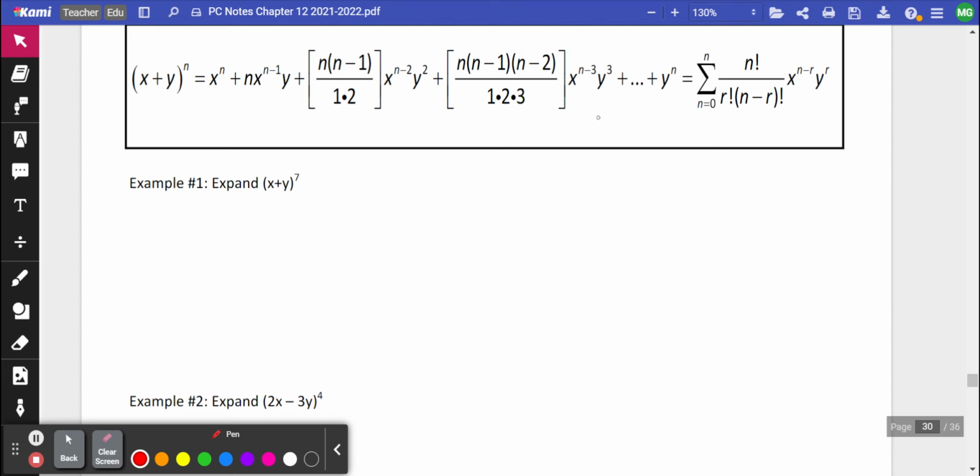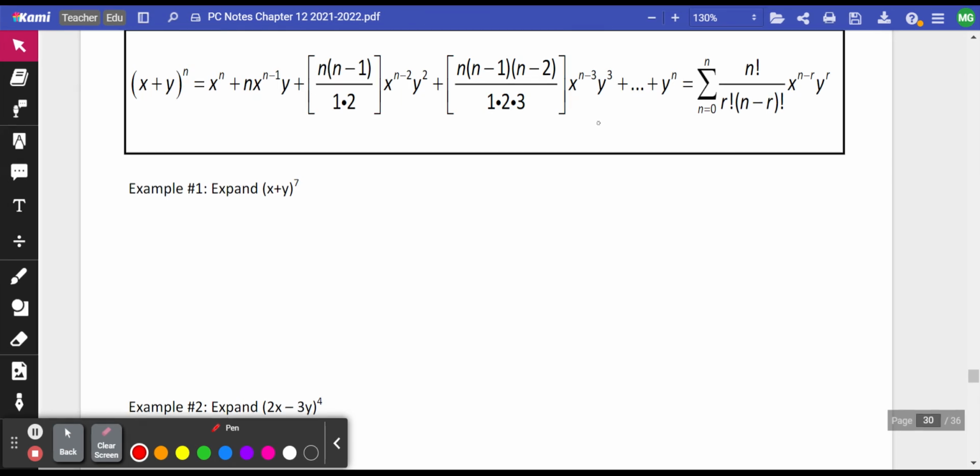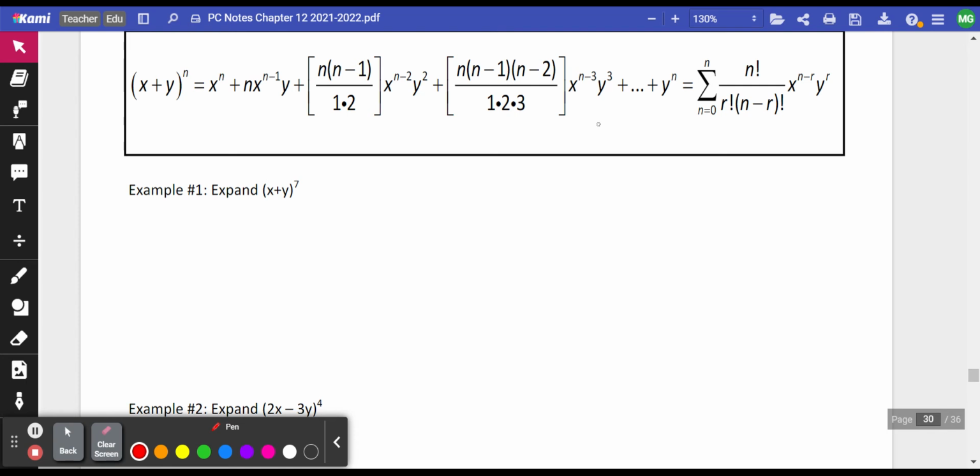Okay, so what we're going to do right now is we're actually going to do one problem together. And we're going to expand x plus y to the 7th power. Now, again, you wouldn't want to have to write the Pascal's triangle all the way down to the 7th term, or when n equals 7. So what we're going to do is use some of the rules that we just talked about.